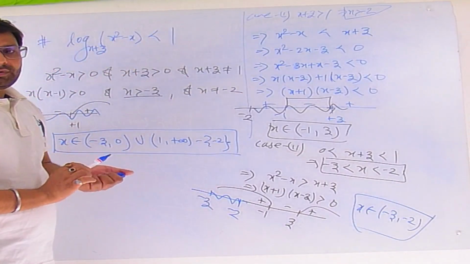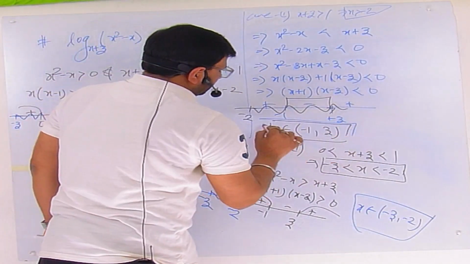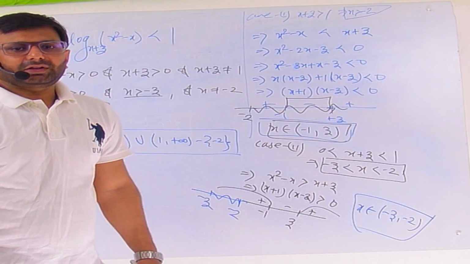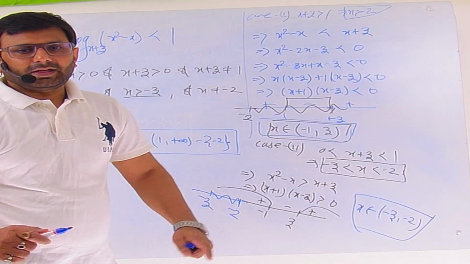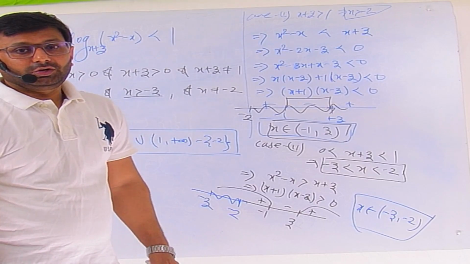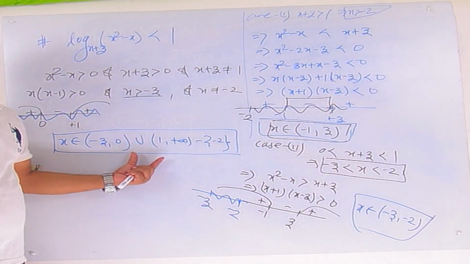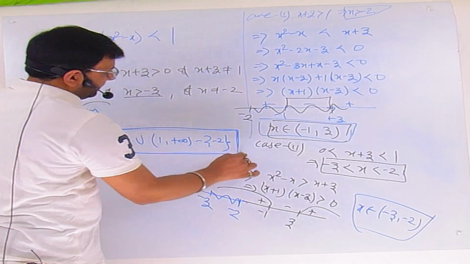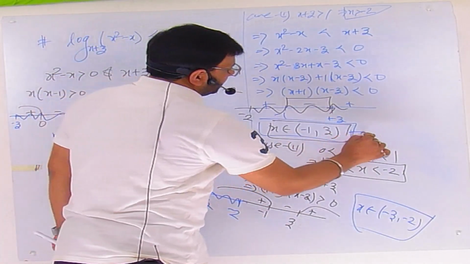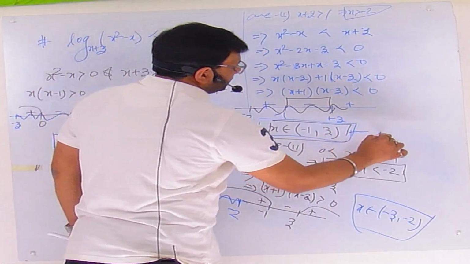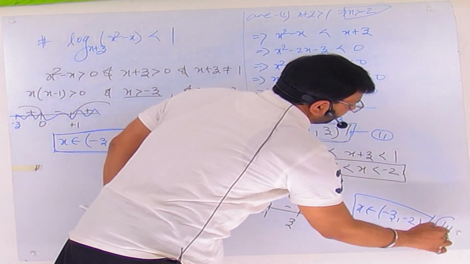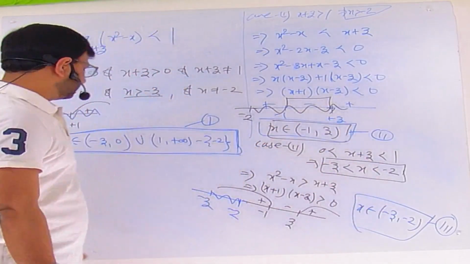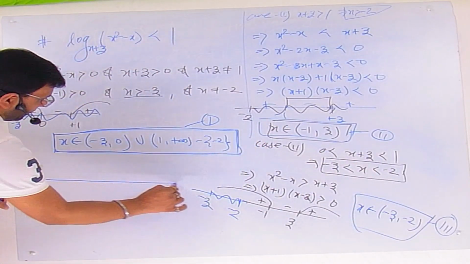And from case 1 I am getting x as minus 1 to 3. So is this my final answer? No. Now I have to take the intersection with the domain. The domain is already calculated here. So now I have to take the common value of x from these three conditions: this is first, this is second, and this is third.